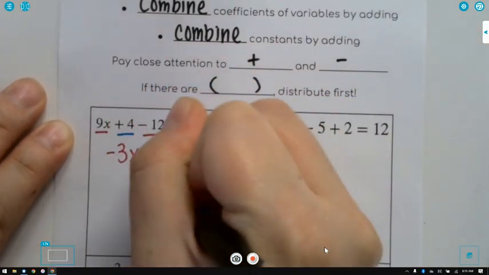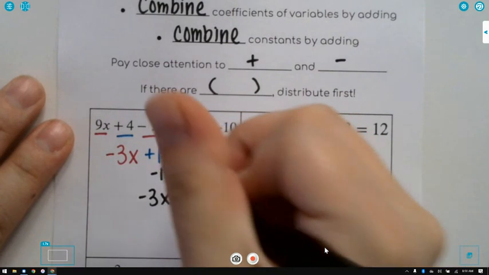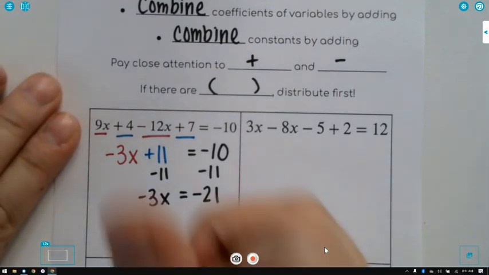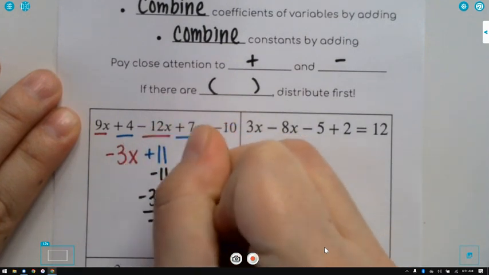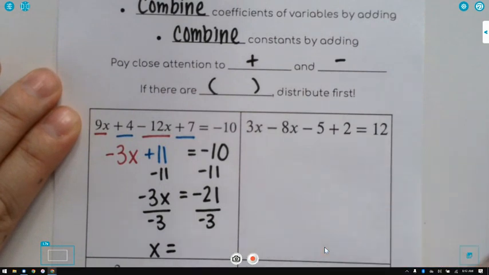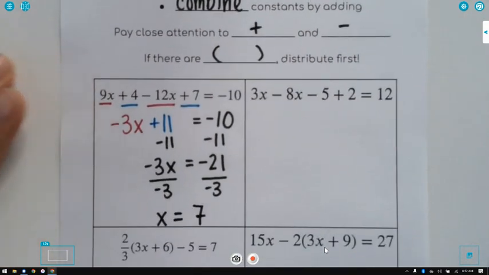We're at negative 3x equals negative 10 minus 11 is negative 21. And then from there, we can divide both sides by that negative 3. And we will get x equals, this negative divided by a negative is positive, 21 divided by 3 is 7. Okay, any questions there?